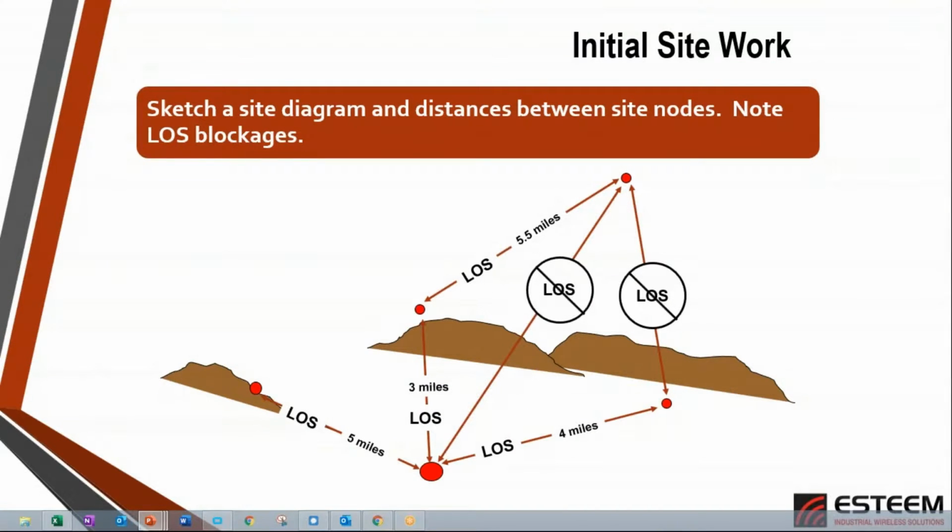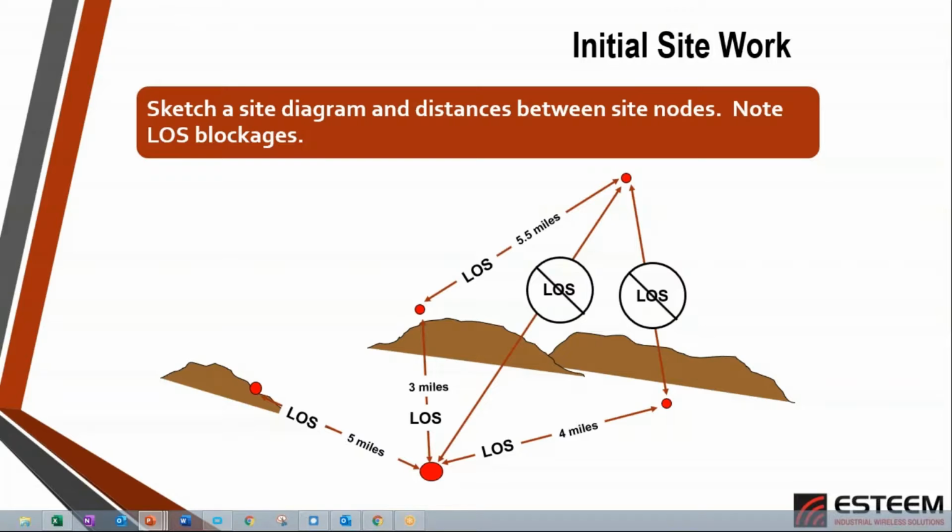Let's go ahead and start with a very simple site sketch. This could be anything from a water system to a mine application. What we're going to start with, though, is a master location and 4 remote locations we want to talk to.